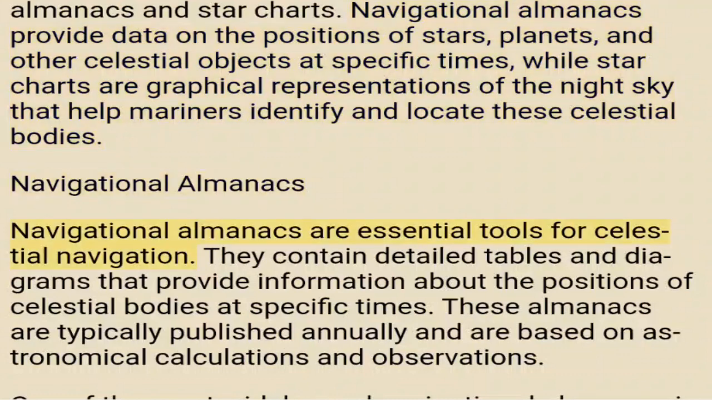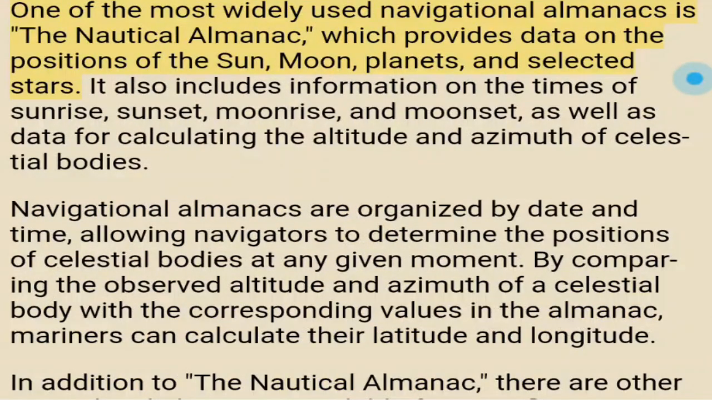Navigational almanacs. Navigational almanacs are essential tools for celestial navigation. They contain detailed tables and diagrams that provide information about the positions of celestial bodies at specific times. These almanacs are typically published annually and are based on astronomical calculations and observations. One of the most widely used navigational almanacs is the Nautical Almanac, which provides data on the positions of the sun, moon, planets, and selected stars.